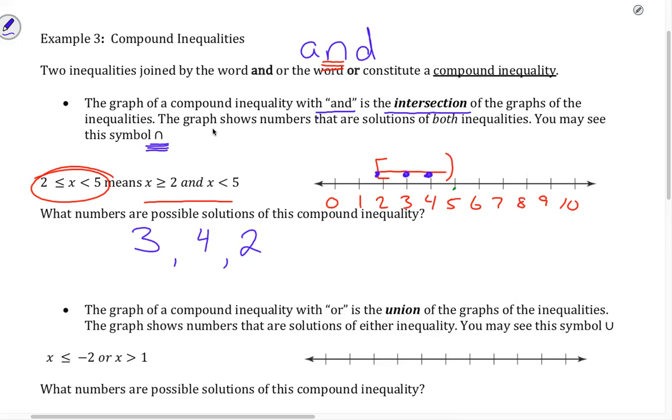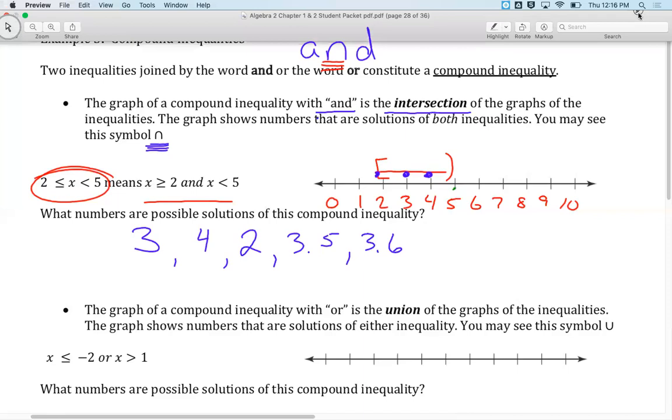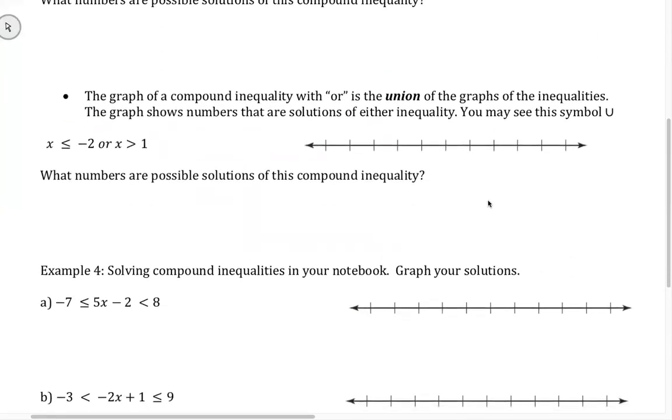What about this, Ed? Watch this. Ready? 3.5 is an answer. You like that? Watch this. 3.6. Pretty good, huh? Any number between 2 and 5, including 2 and not including 5. You okay with that, Ed? Yeah. All right.